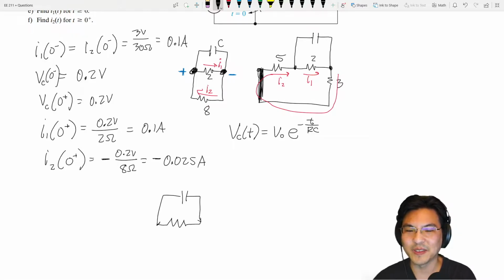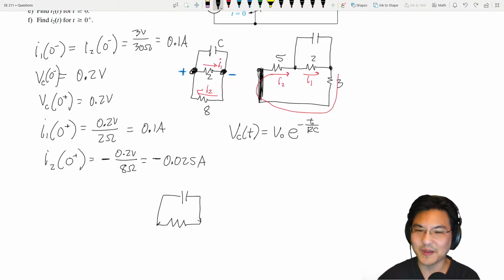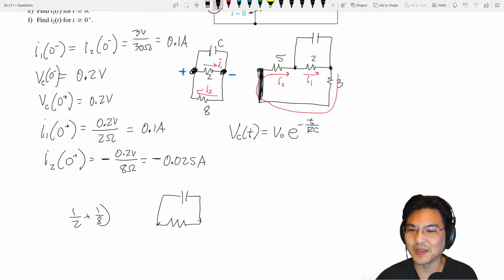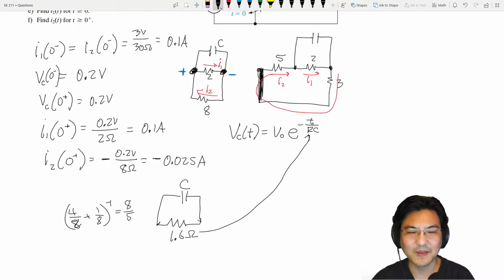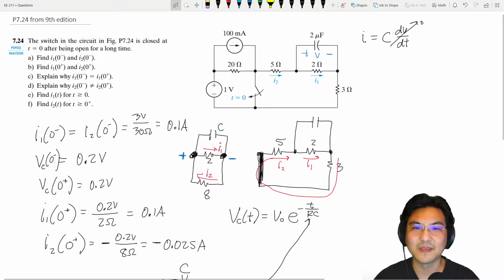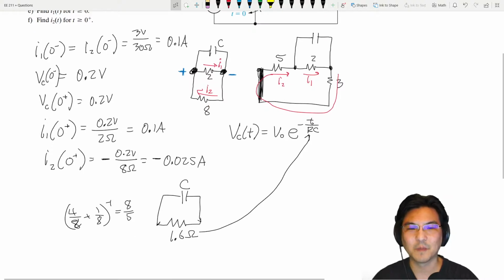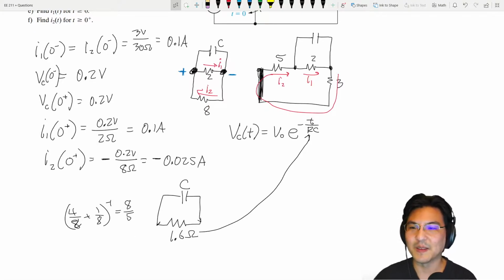Okay, it looks like whatever the equivalent resistance of 2 and 8 in parallel. So whatever that is, 1 over 2 plus 1 over 8. Take the reciprocal. So 1 over 2 is like 4 over 8. So reciprocal of 5 over 8. So 8/5. So this is 1.6. Okay, so that's this value right here. And then the capacitor we knew was 2 microfarads. And then the initial voltage is 0.2.